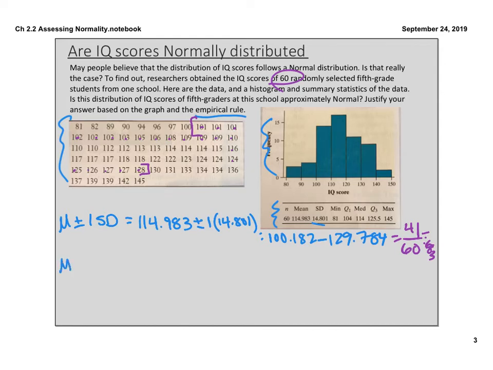So now I'm going to do mu plus or minus 2 standard deviations. That's 114.983 plus or minus 2 times the 14.801. And if I plug that into my calculator, I end up with a range of 85.381 through 144.585.